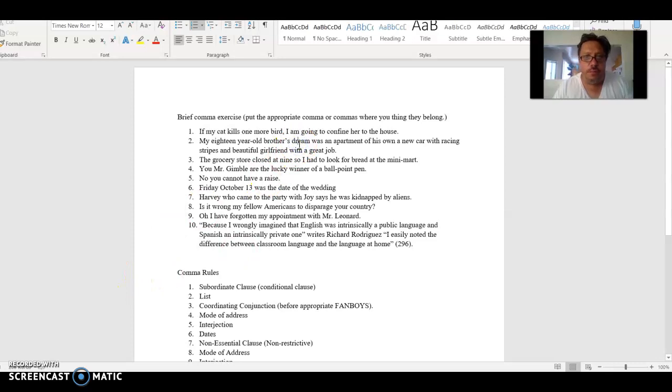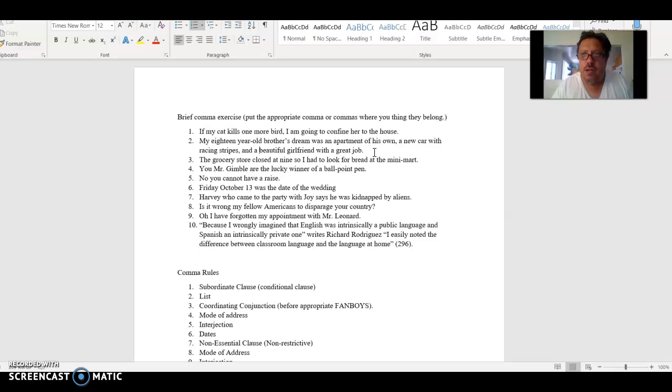Let's look at number two. Number two, everyone should probably recognize, and hopefully got this correct. My 18-year-old brother's dream was an apartment of his own, comma, a new car with racing stripes, comma, and it should say, and a beautiful girlfriend with a great job, okay? So we put two commas there because what's the rule here? This is a list, okay? And a list is any three items, okay?